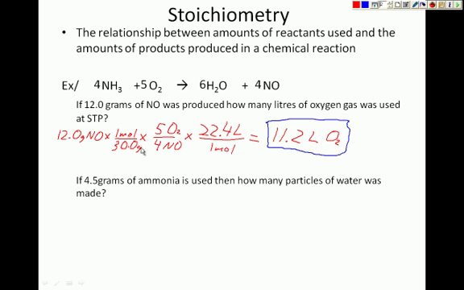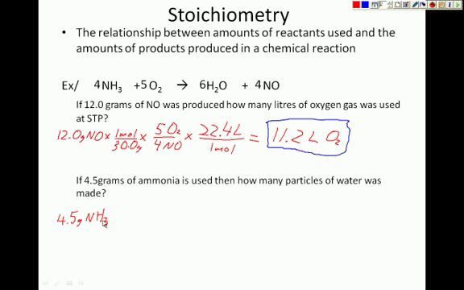Okay, so correct number of sig figs. Now, let's move on to the next problem right here. We see if we have 4.5 grams of ammonia, NH3, is used, then how many particles of water was made? So, again, write down what we know. 4.5 grams of ammonia.